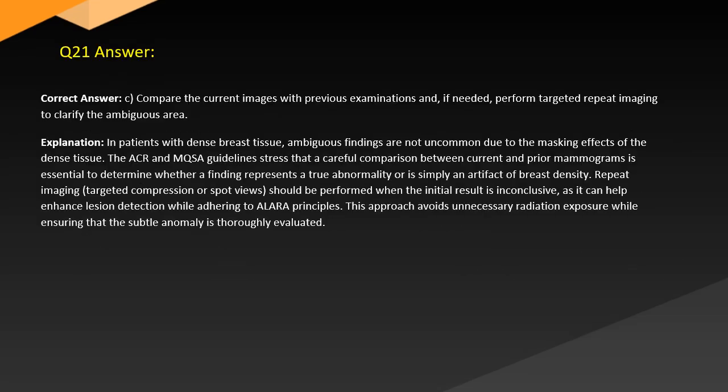Answer. Correct answer. C. Compare the current images with previous examinations and, if needed, perform targeted repeat imaging to clarify the ambiguous area. And explanation. In patients with dense breast tissue, ambiguous findings are not uncommon due to the masking effects of the dense tissue. The ARRT and MQSA guidelines stress that a careful comparison between current and prior mammograms is essential to determine whether a finding represents a true abnormality or is simply an artifact of breast density.